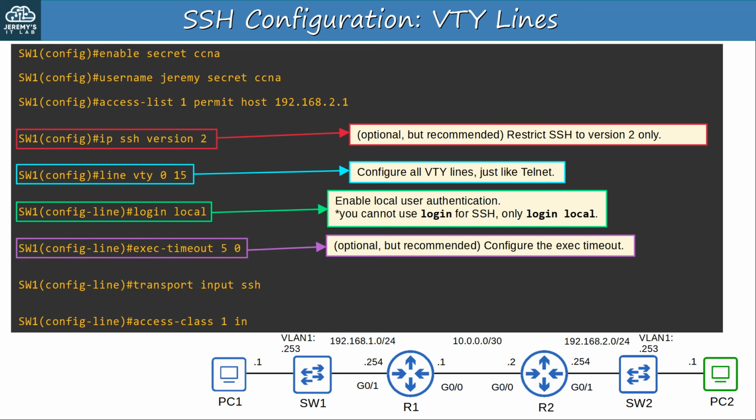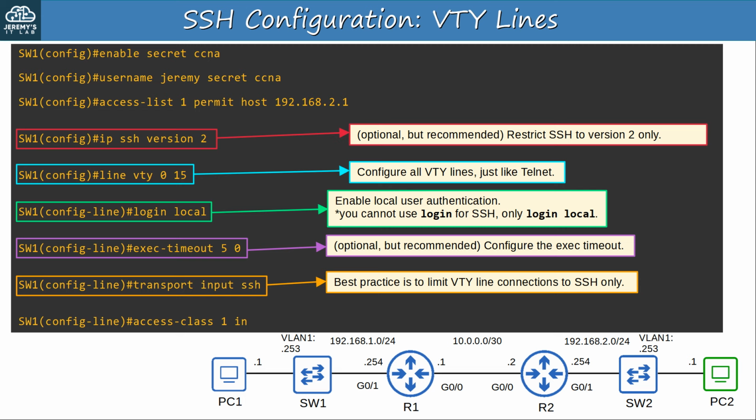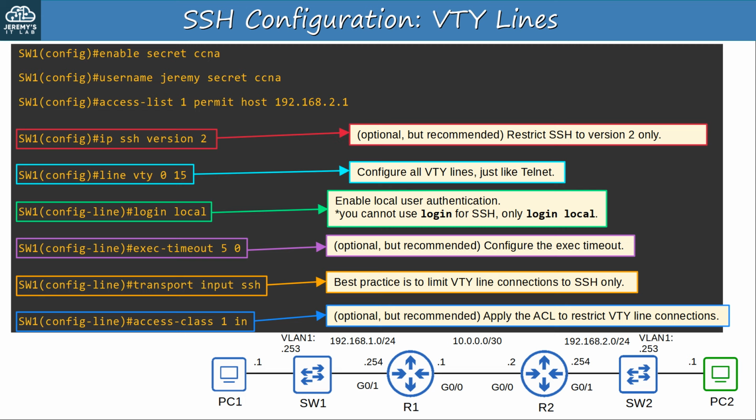Then, since I removed the Telnet configurations, I configured the exec timeout again. This is optional because there will most likely be a default exec timeout, but you can use this command to specify the timeout you want. Then I used transport input ssh. Best practice is to limit VTY line connections to SSH only, disabling Telnet because it's less secure. Then finally, I applied the ACL. Just like for Telnet, this is optional, but it is recommended because it adds further security.